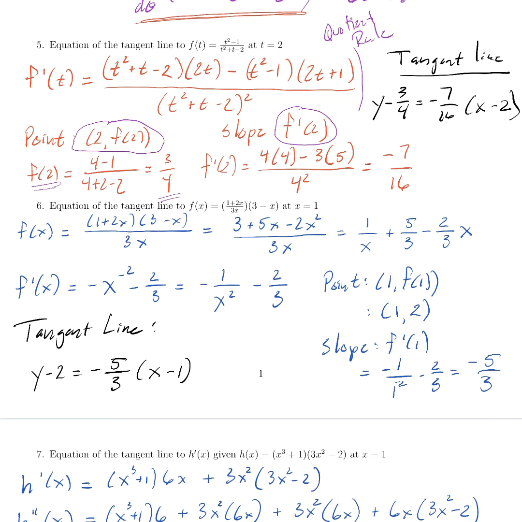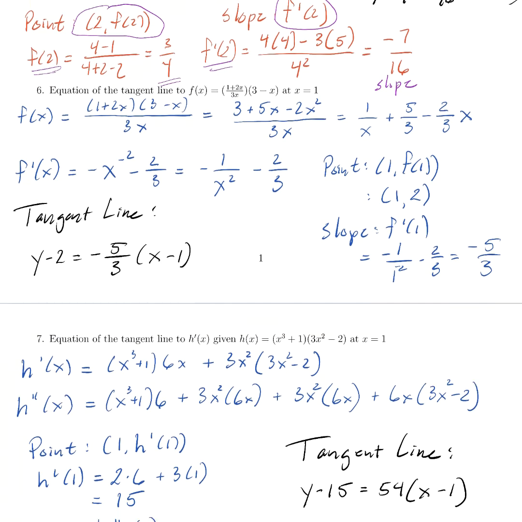Now you could try to do some algebra to simplify that, but really no reason to. You need to just evaluate it at 2. So we put 2 in everywhere we see a t. We get 4 times 4 minus 3 times 5 over 4 squared, which is negative 7/16. So here's our slope. And our point was 2, 3/4, so our tangent line is y minus 3/4 equals negative 7/16 times x minus 2. Okay, number 6, similar.